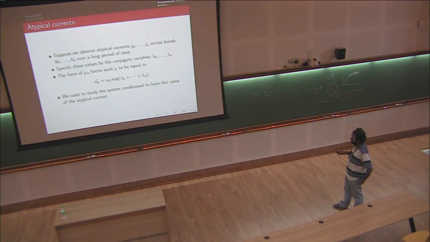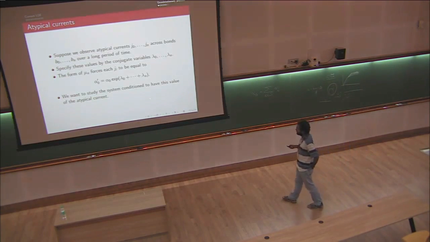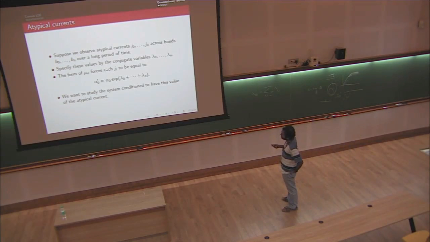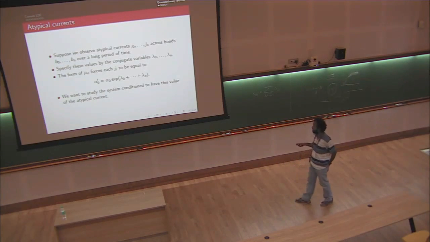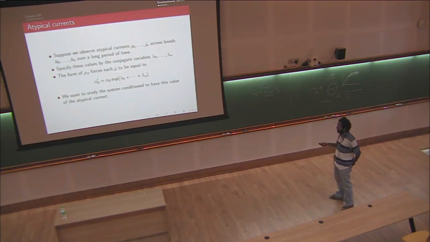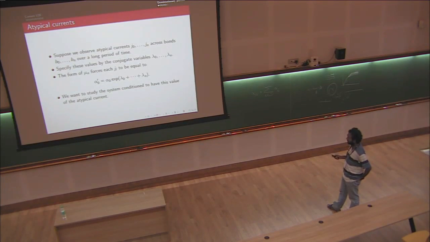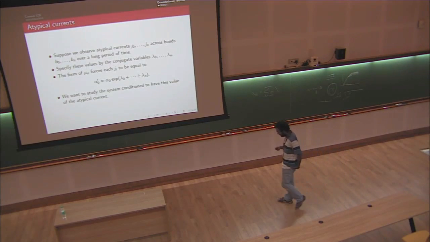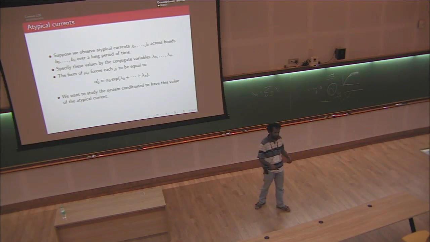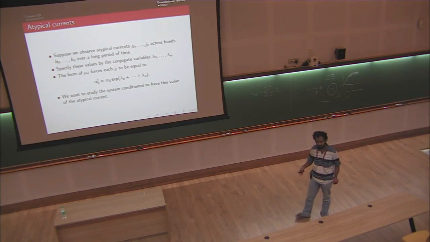And you can specify this numerically by looking at the conjugate variables, these lambda i's. Now the fact that the currents are correlated forces each of these Ji's to be equal, and in particular they'll be equal to alpha 0 prime, which is alpha 0 times exponential of the sum of the lambdas. And now you can ask what happens when you condition the system to have this atypical current.